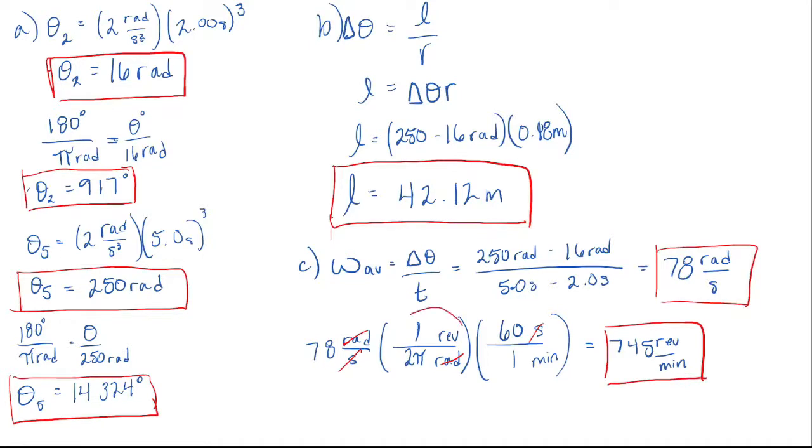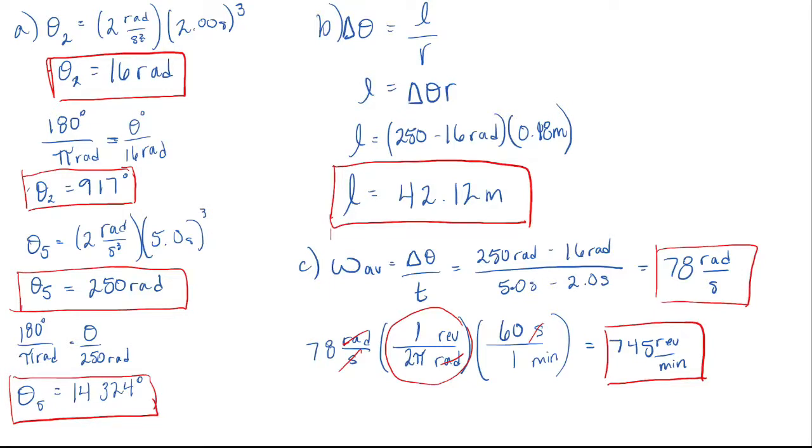So just remember, 1 revolution is equal to 2 pi radians. Why is that? Because the circumference of a circle is 2 pi r, right? And that's all a radian is. It's the length of 1 radius. So that's kind of the biggest thing that you've got to remember for that.